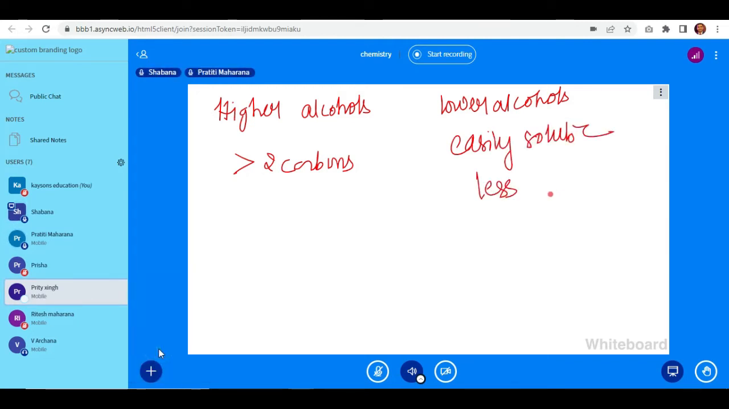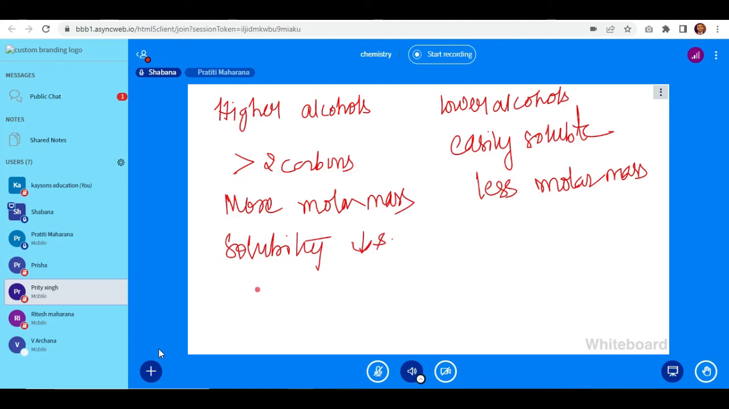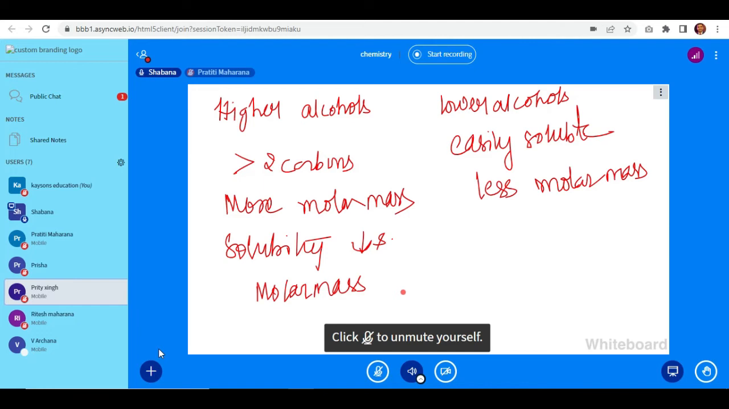So less molar mass, and this one of more molar mass has less solubility, like it is insoluble. So you can write solubility decreases. Why does it decrease? Because molar mass increases.